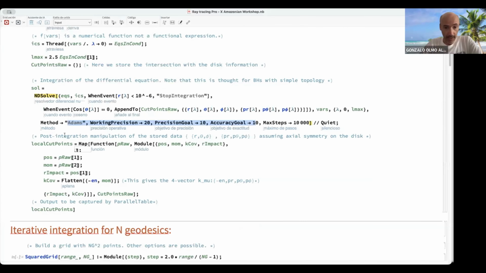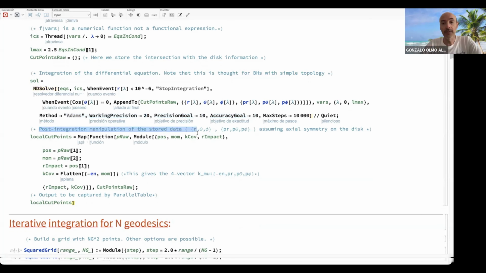And now, once we have integrated the equation, we have the post-integration manipulation of the data. We will assume that the disk has axial symmetry, okay? Why this? Well, this is simply a simplification, but we don't really need to do that. But I'm doing it anyway here. And what this means is that I will not store the angular parts.